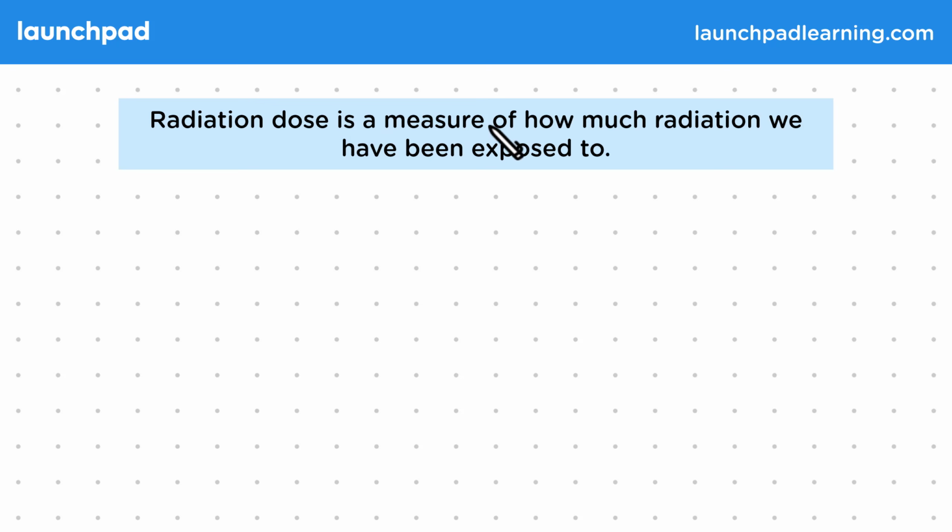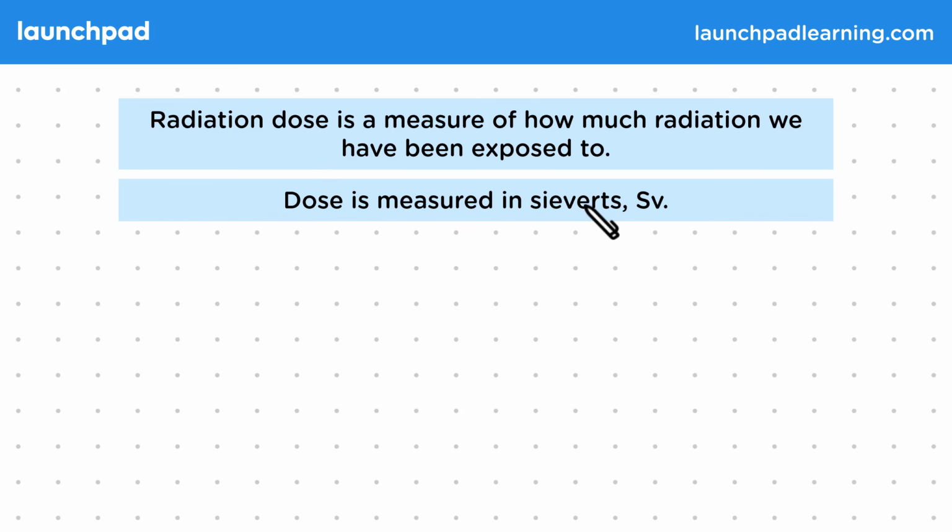Radiation dose is a measure of how much radiation we have been exposed to. So the dose is determined by the intensity of radiation and also the exposure. And dose is measured in sieverts, or Sv. But you don't need to know what one sievert represents for your exams, just that it's a unit.